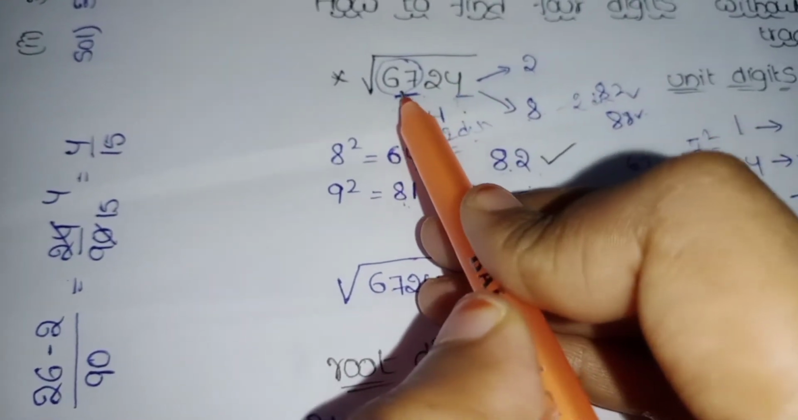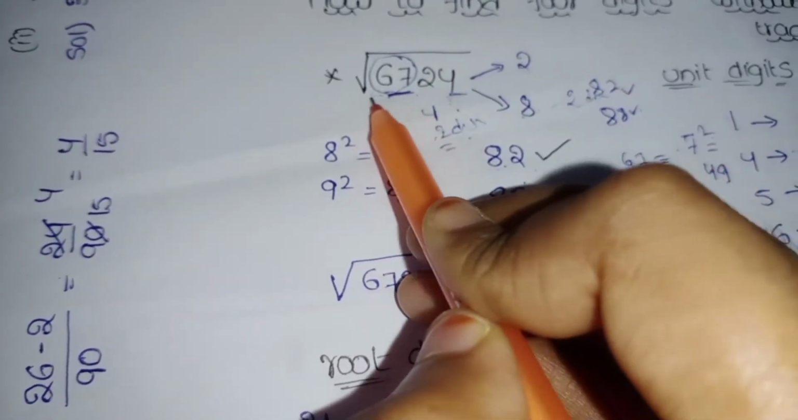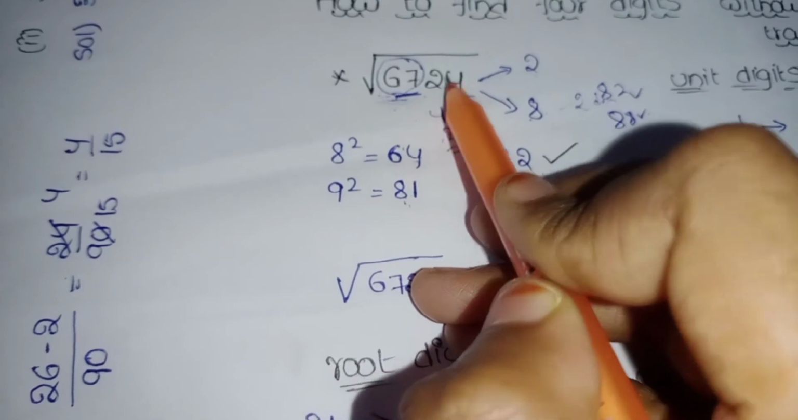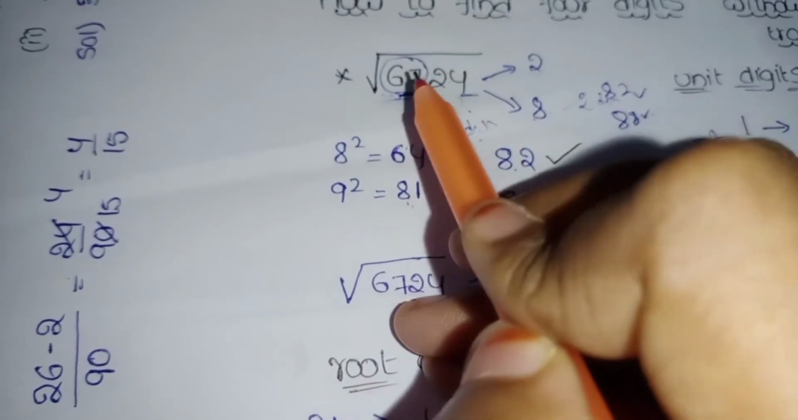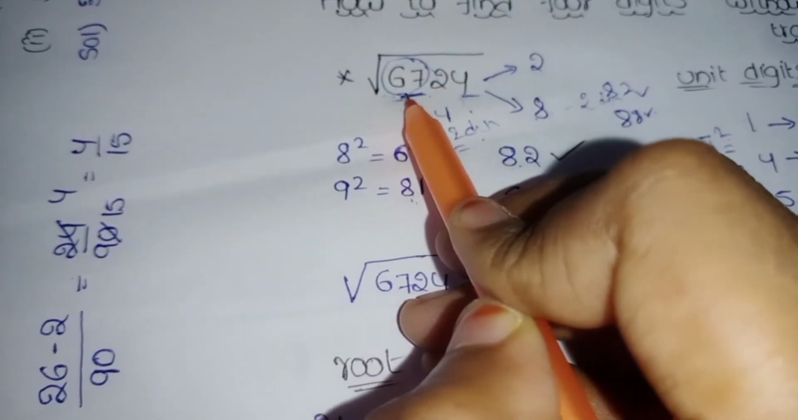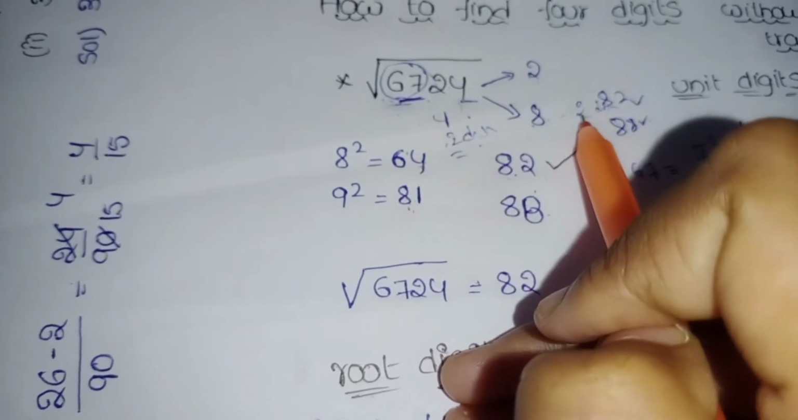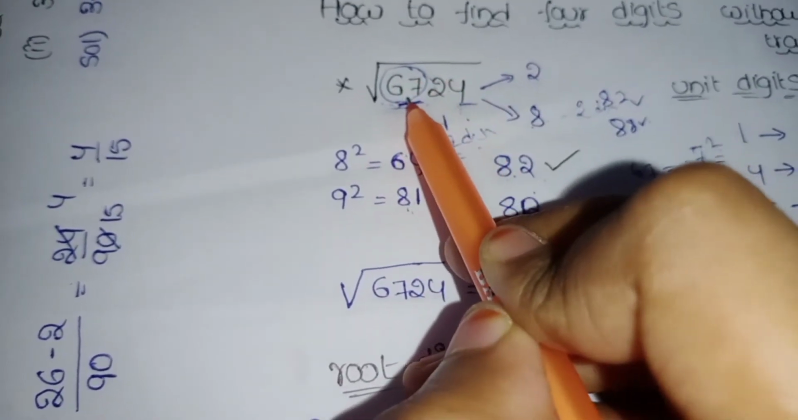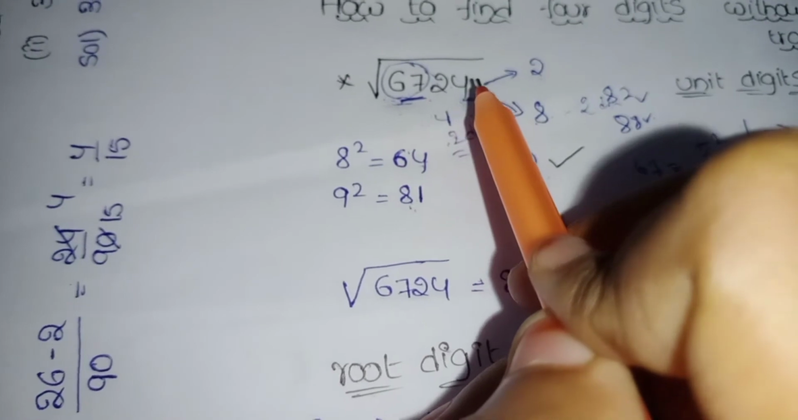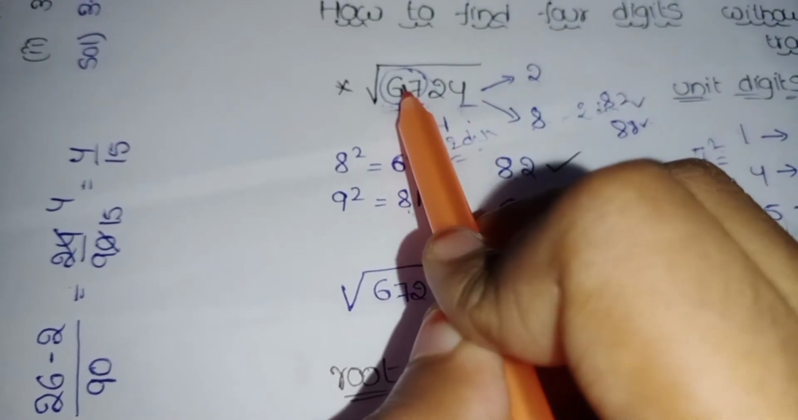First, you have to take 2 digits. In the root, we have 4 digits, so you have to take the first 2 digits. If the root has 5 digits, you have to take the first 3 digits. Here, how many digits? 4 digits. That's why I'm taking 2 digits.